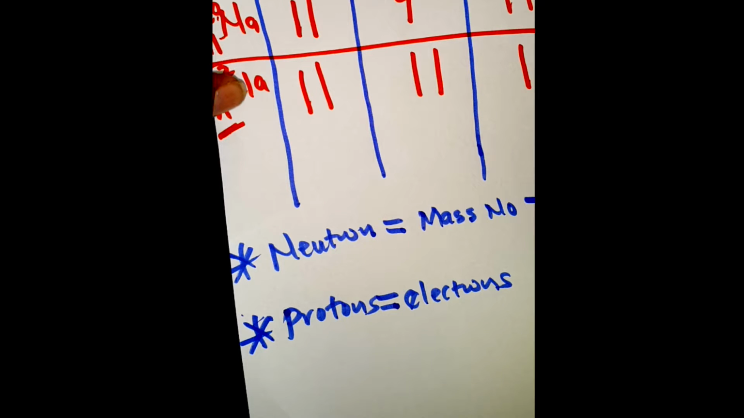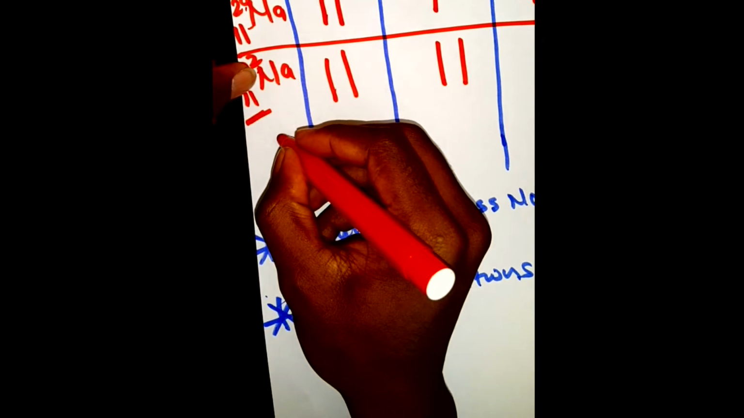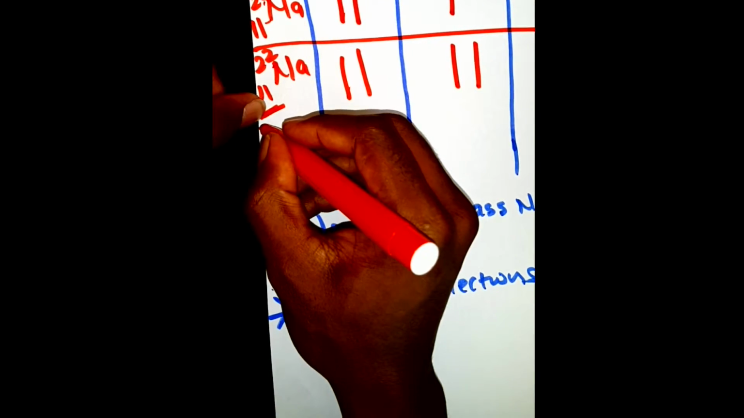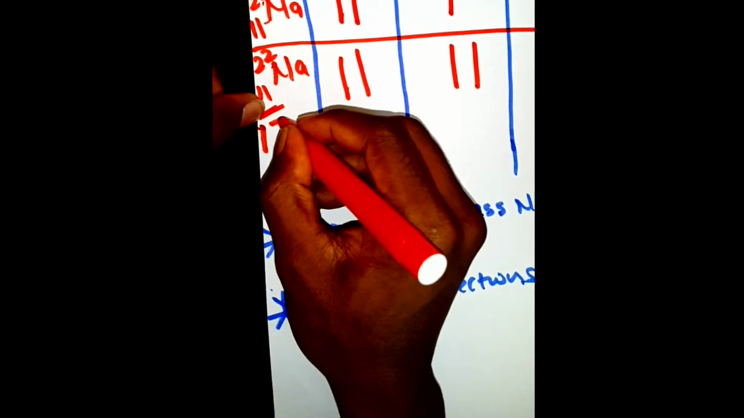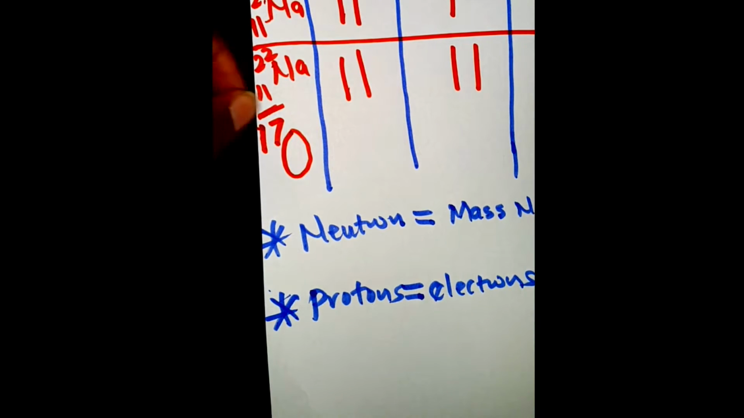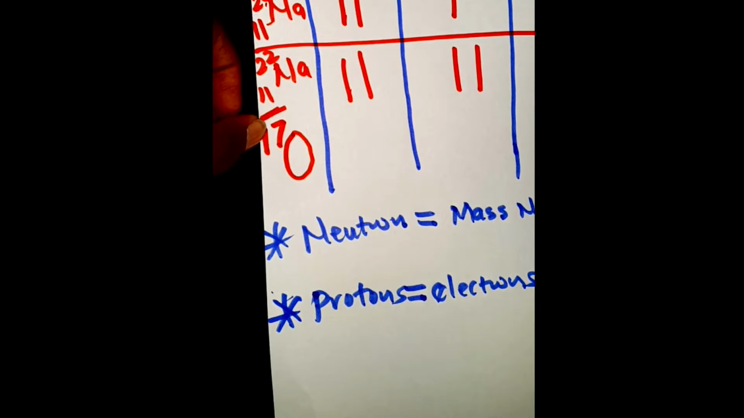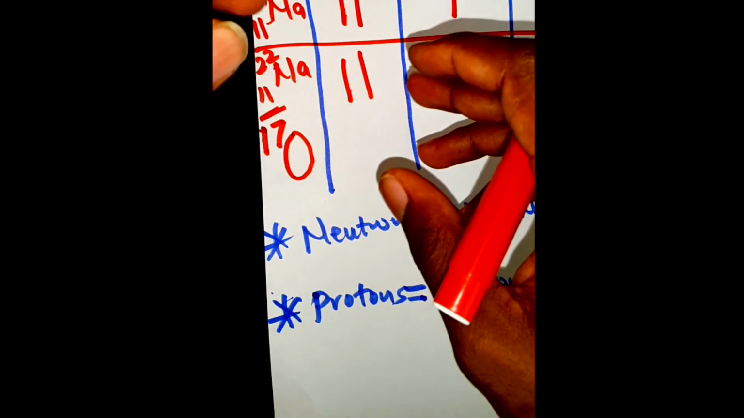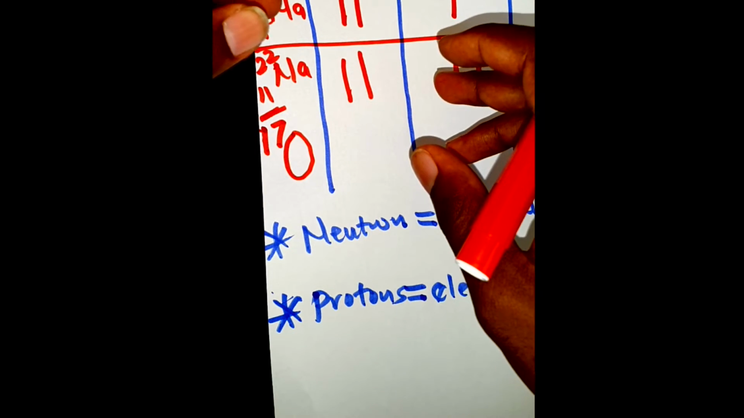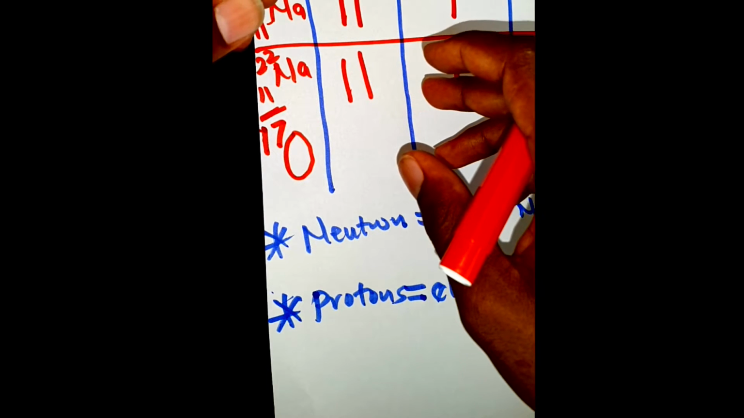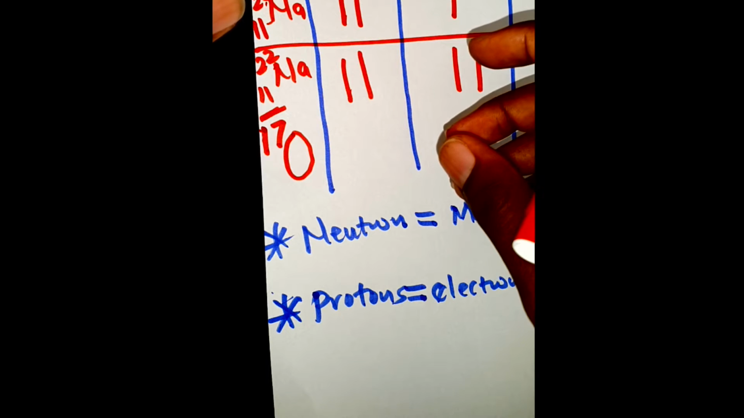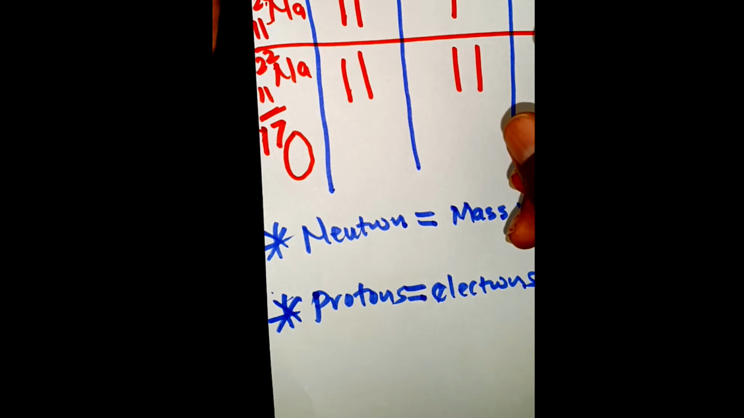Now, another example. We have oxygen 17. We are only given the mass number. So they can give you this type of question. So what you need here is to check the table. We use a table to find the number of protons sometimes. Here we are only given the mass number.